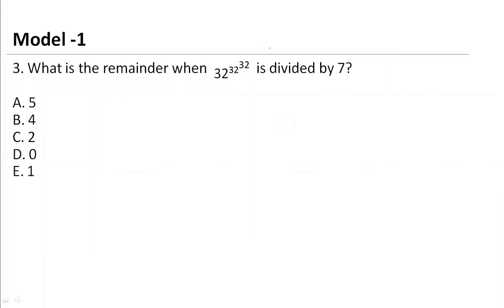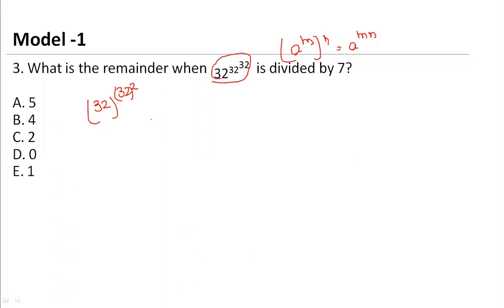So guys, do you know the algebra formula? A power m whole power n is equal to a power mn. Can you remember that? A power m whole power n is equal to a power mn. The same we are going to apply here. Just to confuse you, they have given the number like this: 32 power 32. Power 32 means you can take 32 as the base. You can take 32 square here in the numerator. What is 32 square?